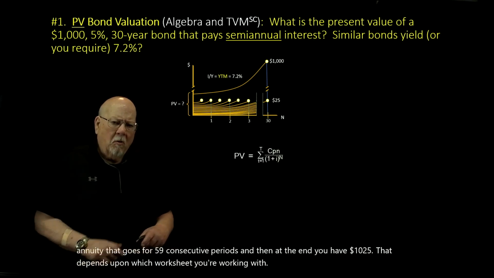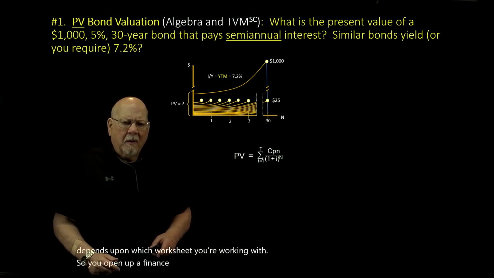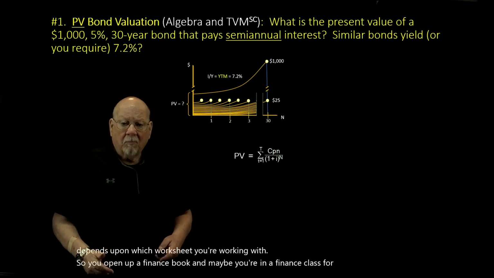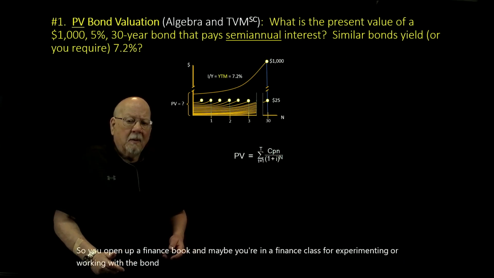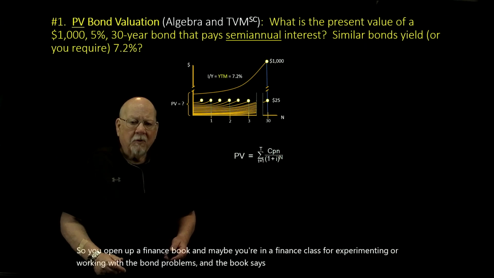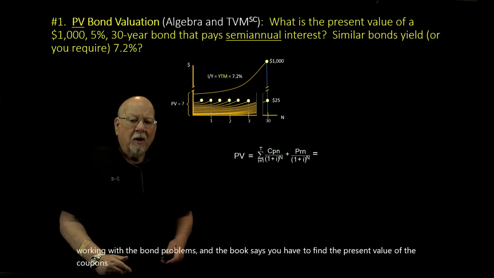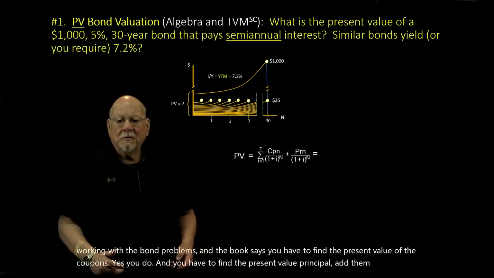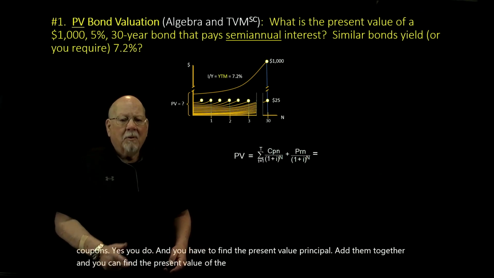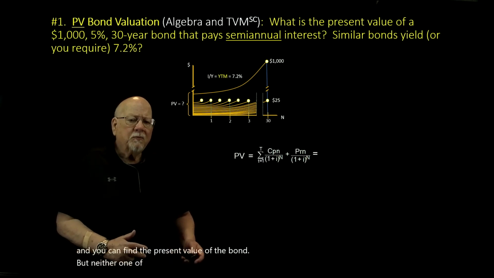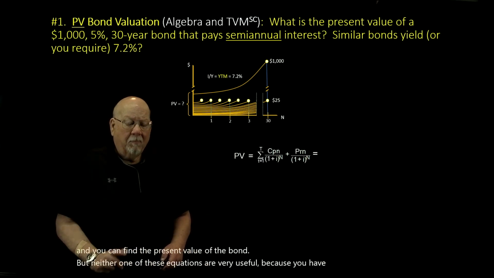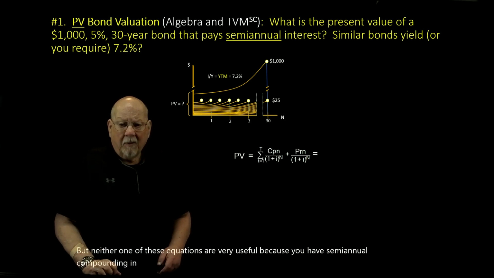So you open up a finance book, and maybe you're in a finance class experimenting or working with bond problems. And the book says, well, you have to find the present value of the coupons. Yes, you do. And you have to find the present value of the principal, add them together, and you can find the present value of the bond. But neither one of these equations is very useful because you have semi-annual compounding in the diagram, and you need to reflect that in the equation.